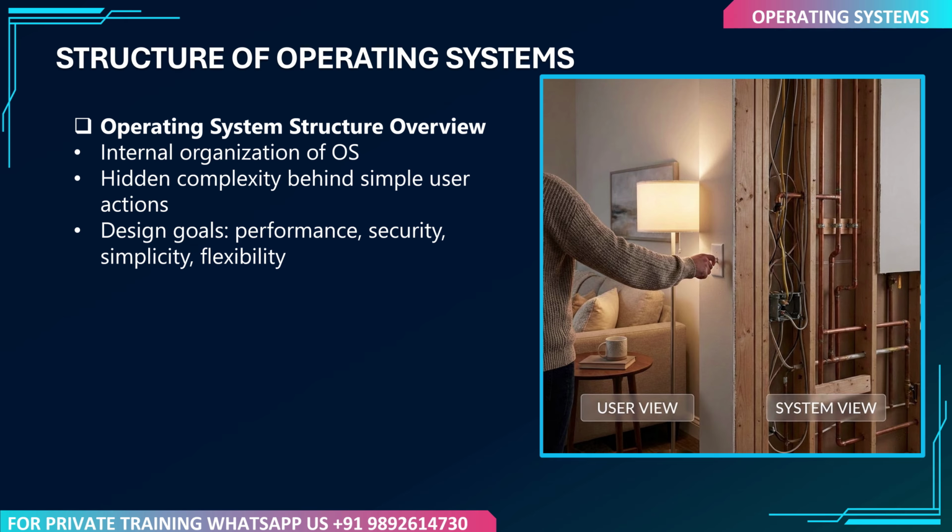In the same way, an operating system looks simple to a user. You click icons, open apps, save files, and shut down the system. Behind the scenes, the operating system has a structure that decides how all these actions are handled. Different structures were designed over time to solve different problems such as performance, security, simplicity, and flexibility.